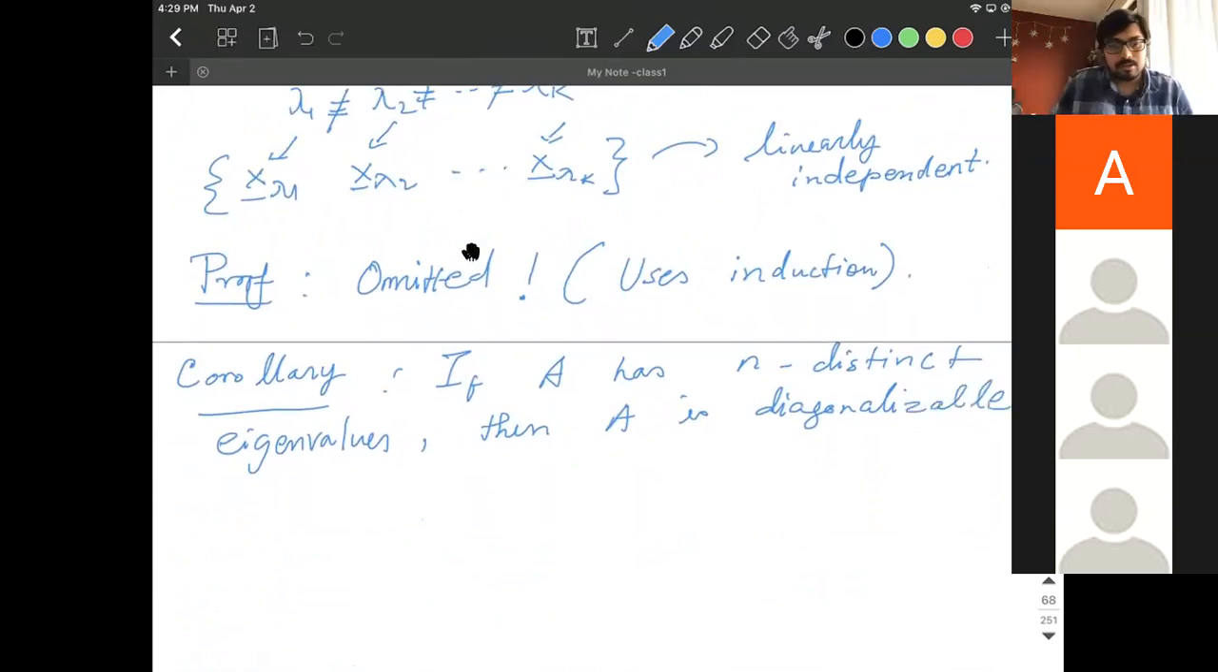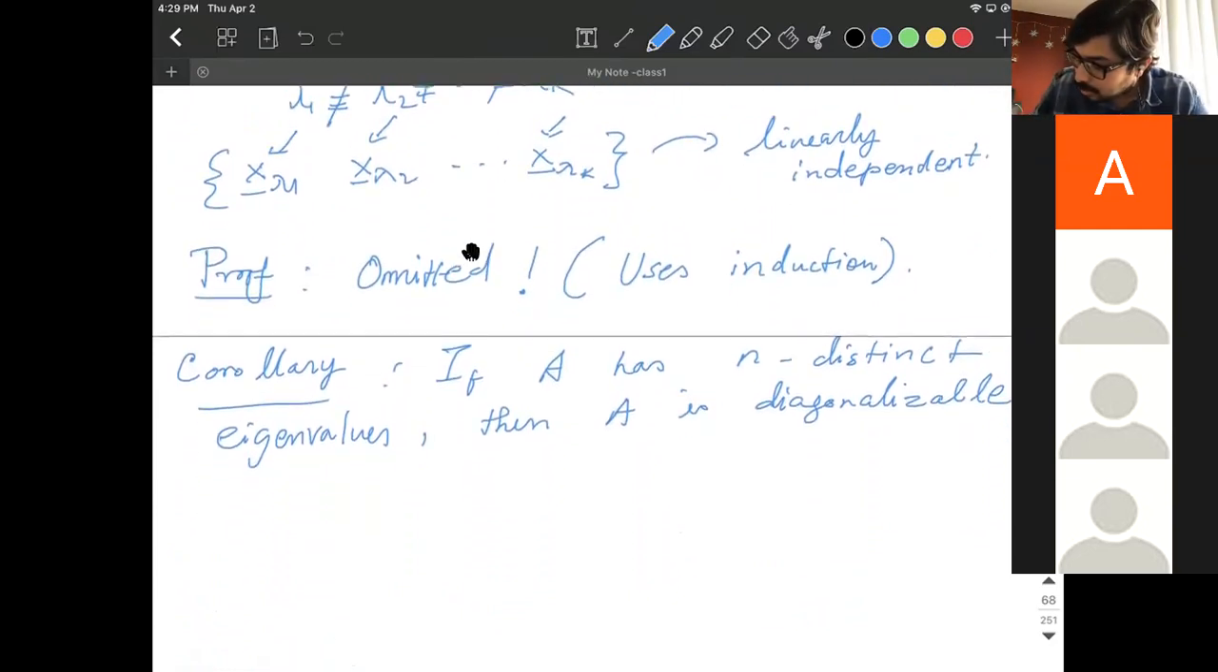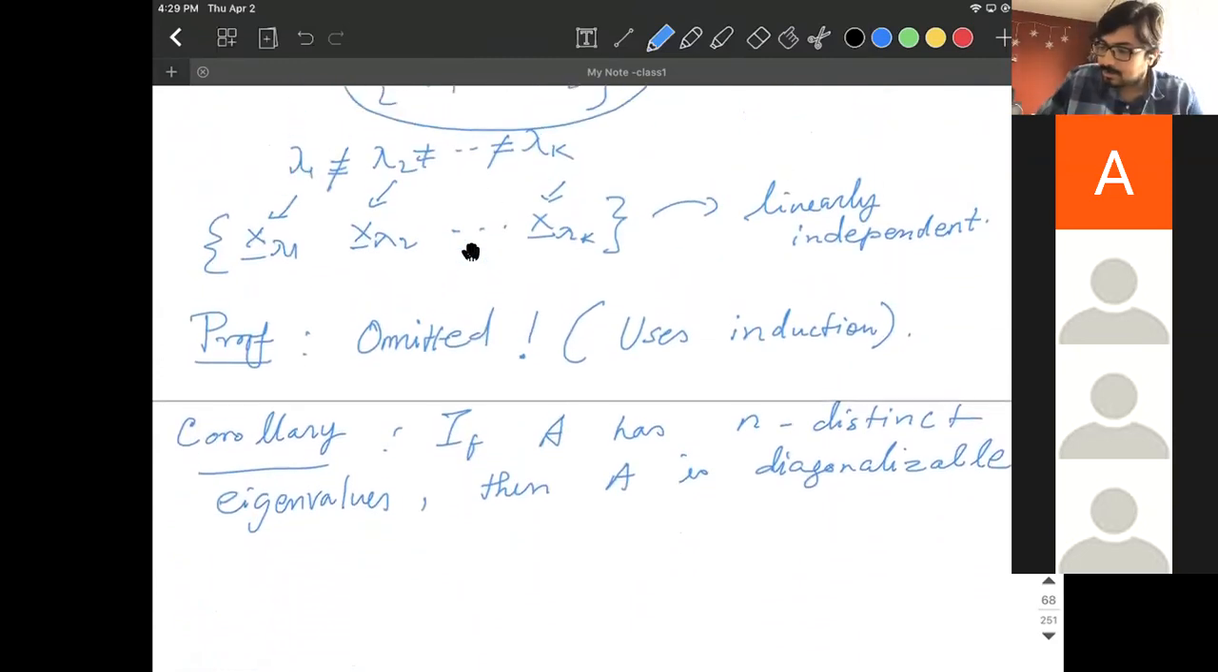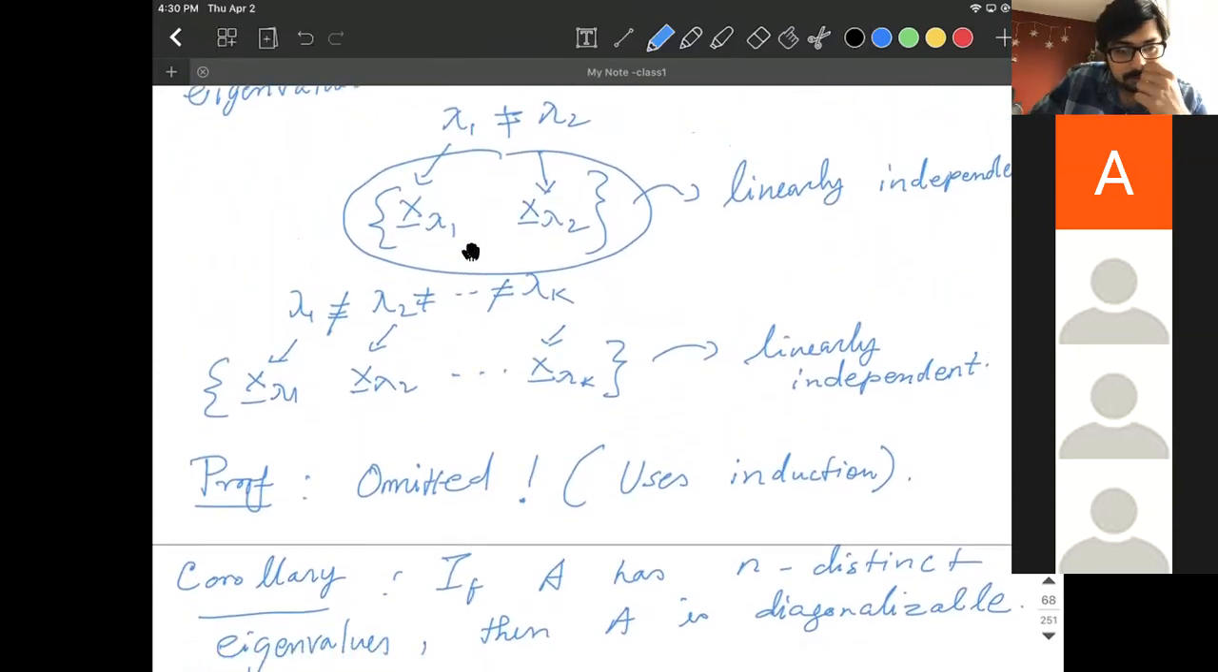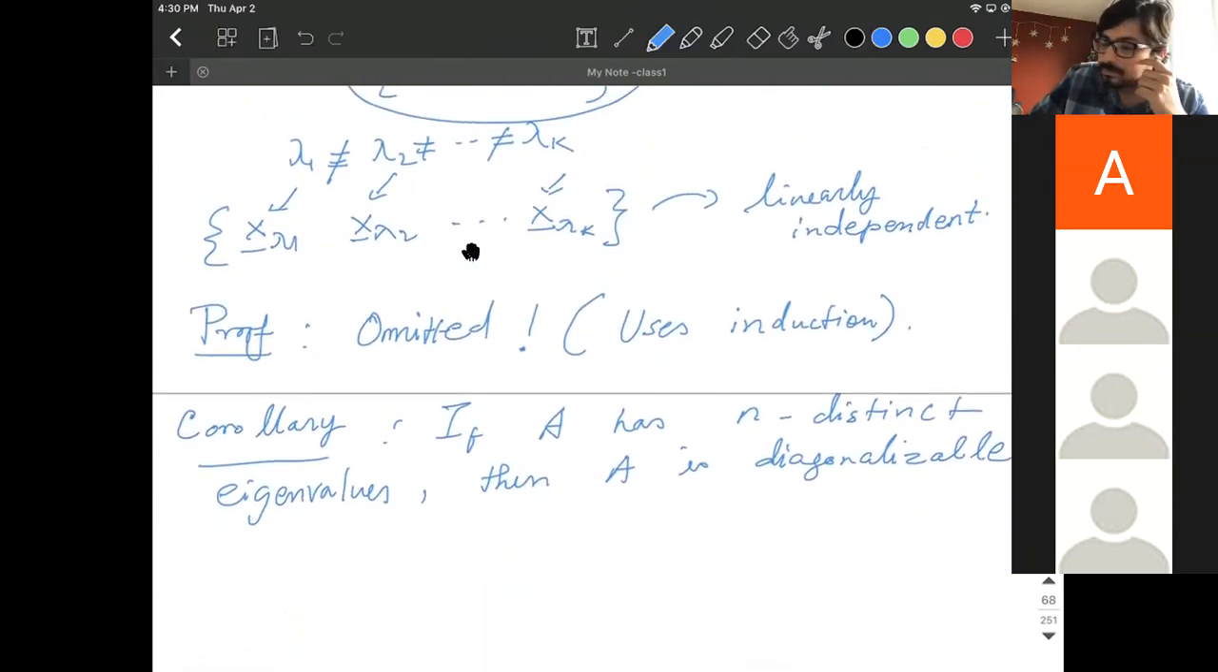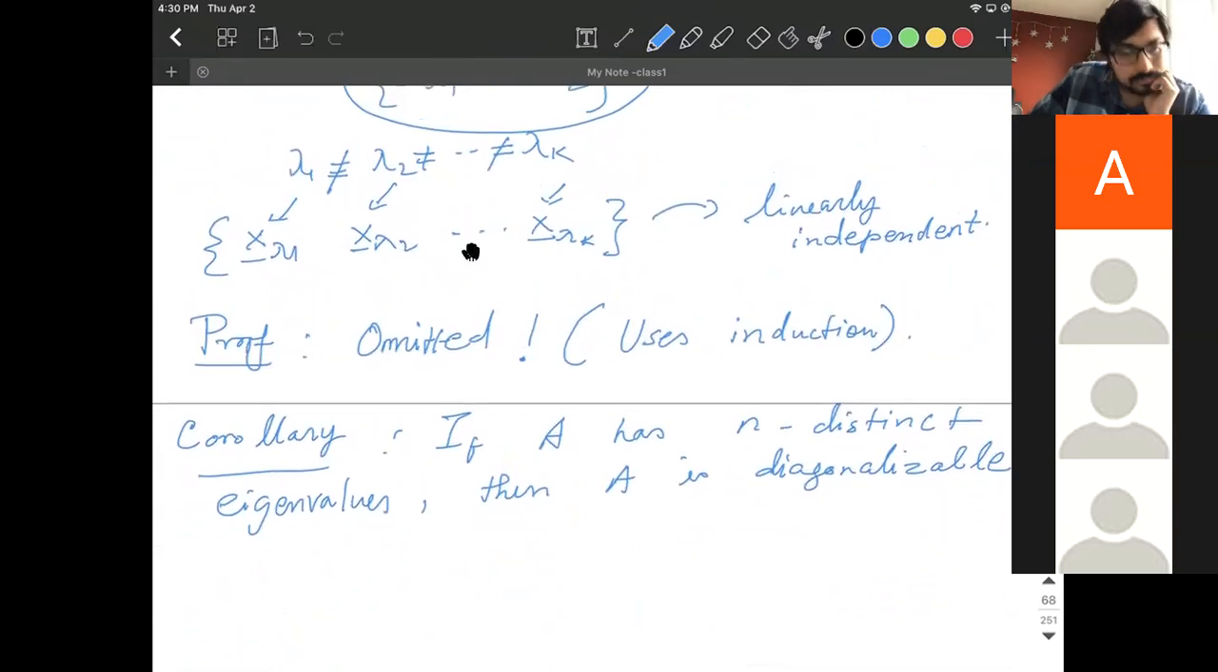Okay, so how does one go about solving this corollary? Can anybody see how it follows from this fact? Any ideas?